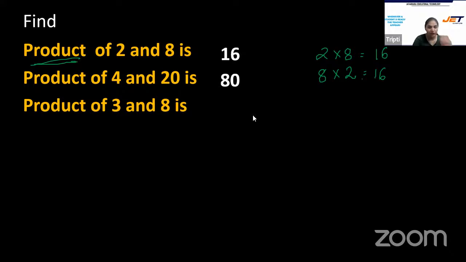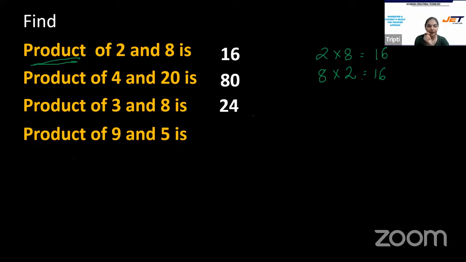What is the product of 3 and 8? Come on, 3 and 8. We did the times table of 3 yesterday, right? So what's 3 times 8? It's 24. 3 times 8 is 24.